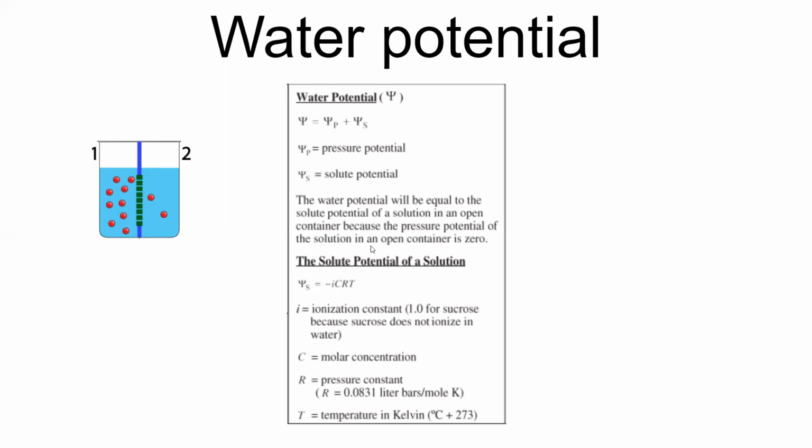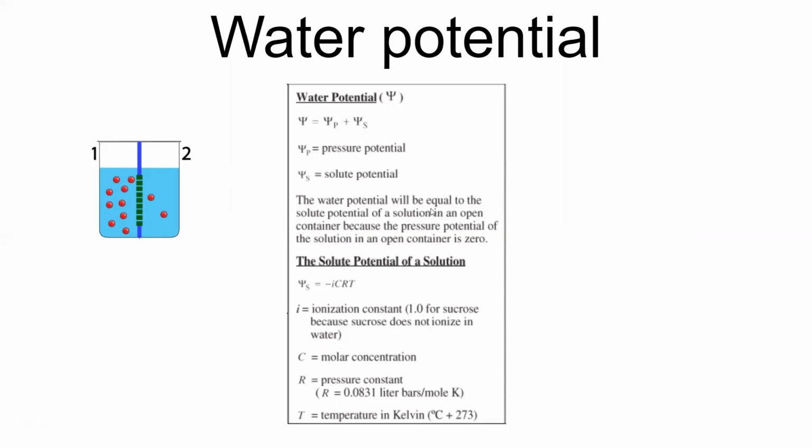So you can use these two equations here, where the overall water potential is the pressure potential plus the solute potential. And this is actually what shows up on your equation sheet, which is why I have it right here to remind you of it. The water potential will be equal to the solute potential of a solution in an open container, because the pressure potential of the solution in an open container is 0.